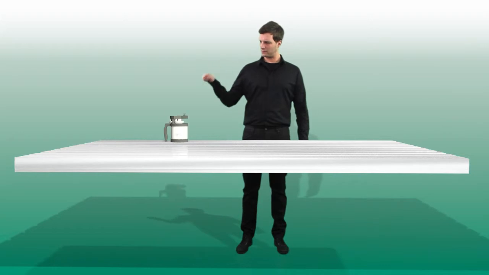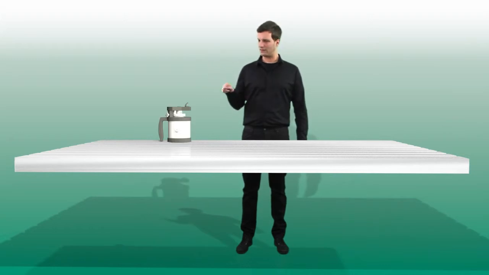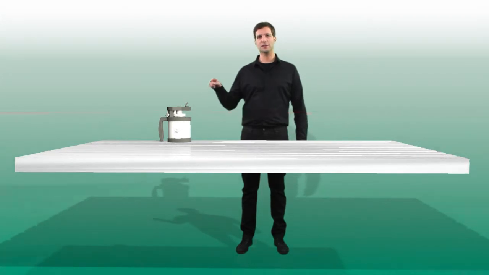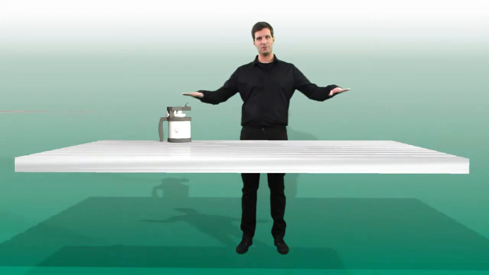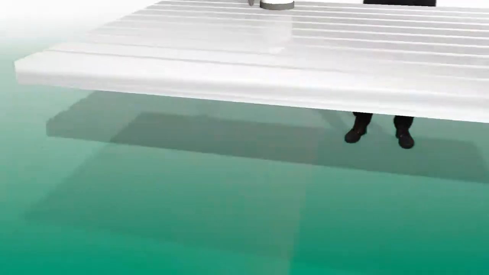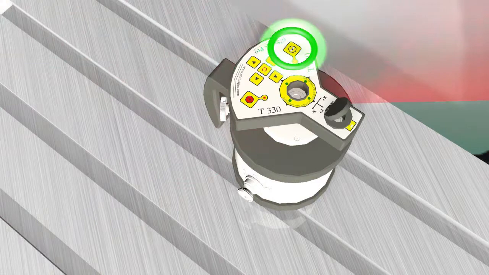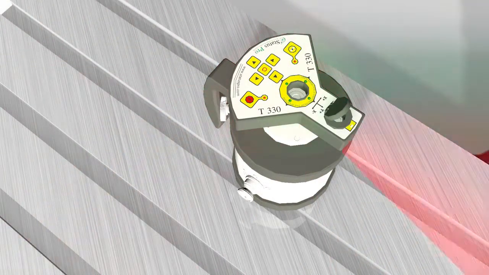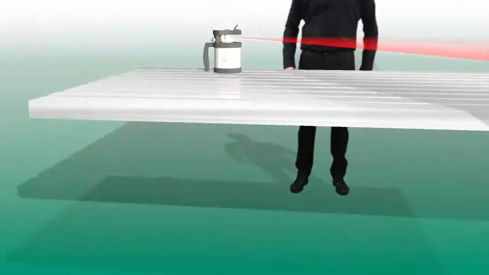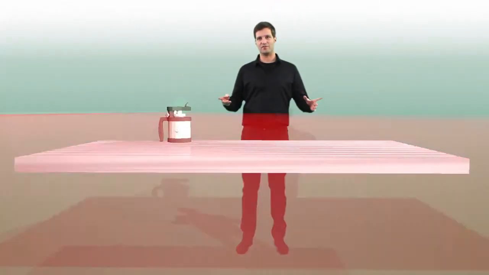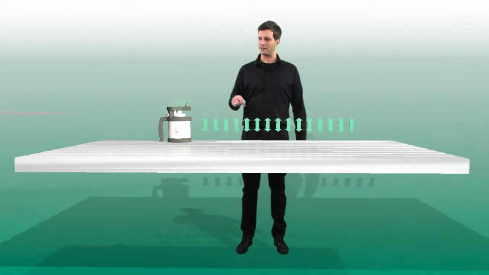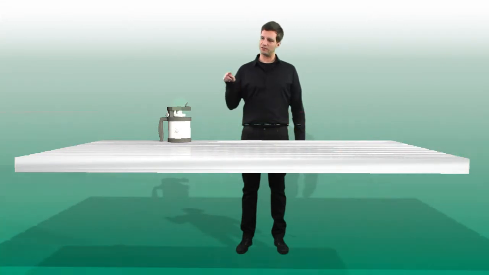The first thing to do is to position our sweep laser. For example, here. The T330 generates a reference laser plane by rotating its beam. This reference plane hovers above the surface and is available to us for our measurement. At the push of a button, we can ensure that this reference plane is level and in water.